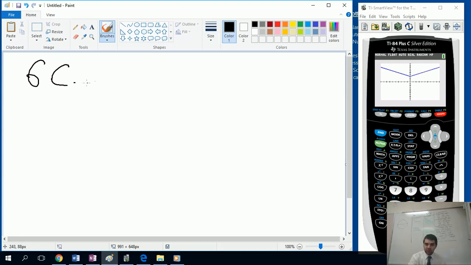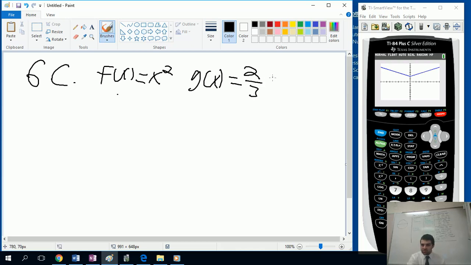6c. As f of x, so if f of x is equal to x squared, that's the parent function, so we have a quadratic parent function. G of x is going to be equal to 2/3 times x minus 6 squared plus 1. So I want you to know something. For a coefficient 2/3, it is not affecting that plus 1 right there. It's only affecting the internal part of the parent function, the x minus 6 squared.